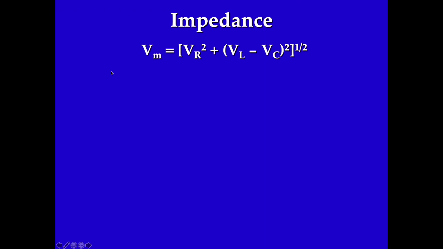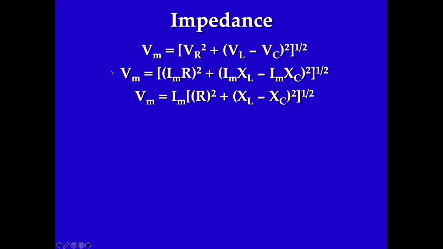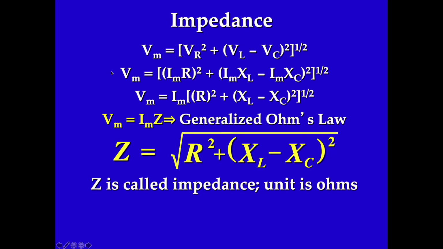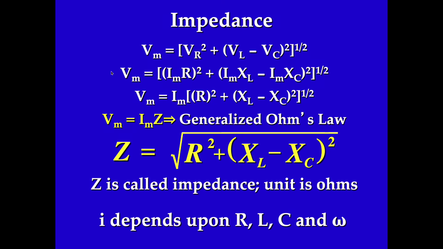And then, like I did before, the impedance, as I wrote on the board, is given by that function. And it's really a generalized way of writing Ohm's law. So now the current depends on the value of R, the value of L, the value of C, and omega, which is 2 pi times the frequency.